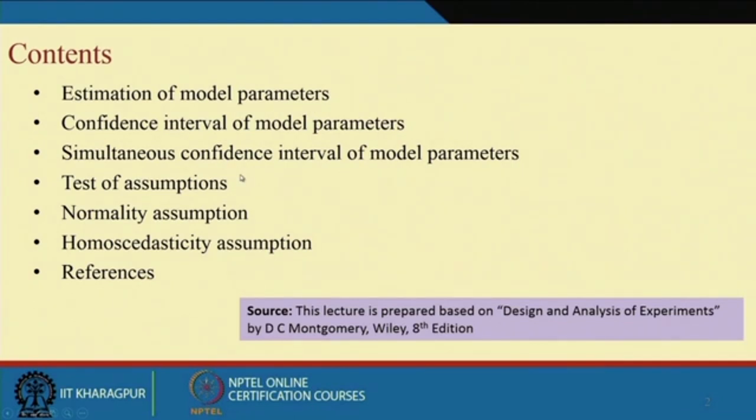Then, as there are many comparisons possible here, simultaneous confidence interval is another concept which is important. Then the different tests of assumptions, so different assumptions and their tests, like normality and homoscedasticity assumption. And this is again taken from the same book, Design and Analysis of Experiments by Montgomery.